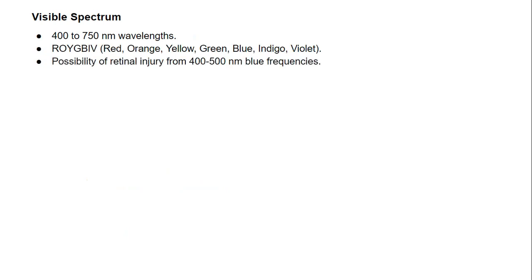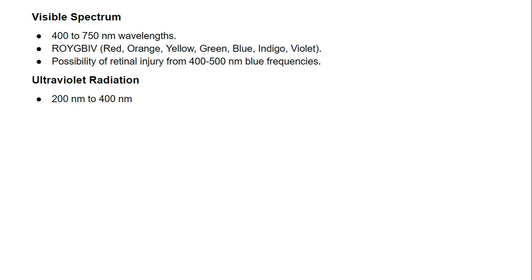Next is your visible spectrum, another category of non-ionizing radiations. It consists of a wavelength range of 400 nanometers to 750 nanometers. They have red, orange, yellow, green, blue, and indigo violet colors of wavelength. Possibilities of retinal injury lie in the range of 400 to 500 nanometer wavelength, which is somewhere in the blue frequency ranges. Ultraviolet radiation is in the form of wavelength range of 200 nanometers to 400 nanometers.